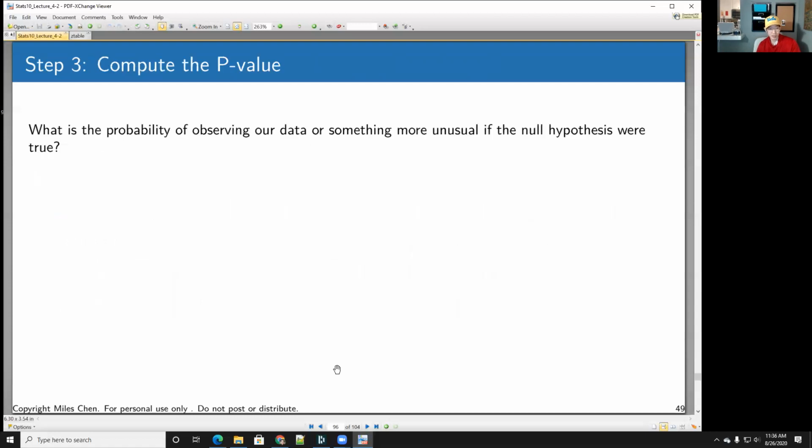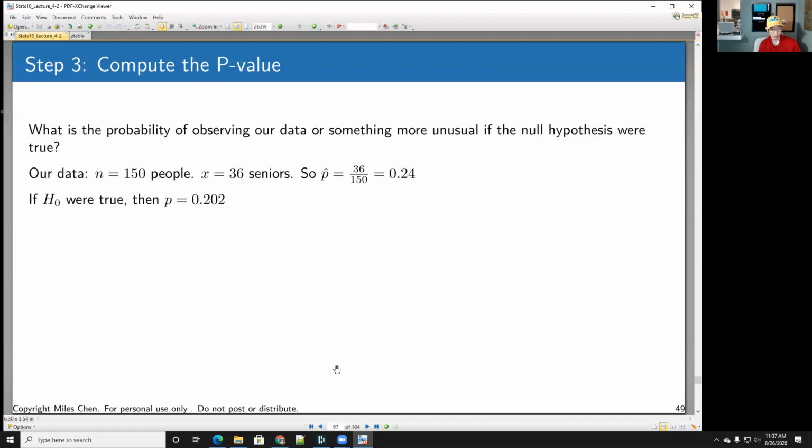Okay, so now we'll go through the calculations. What is the probability of observing our data or something more unusual if the null hypothesis were true? Our data is that n is equal to 150 people and we have 36 seniors. So we get a p hat of 36 divided by 150, which is 24%, right?